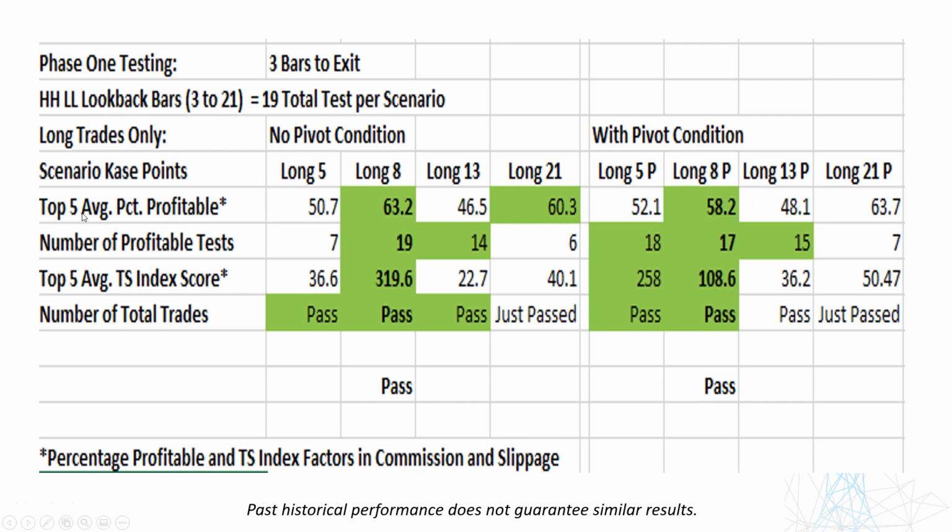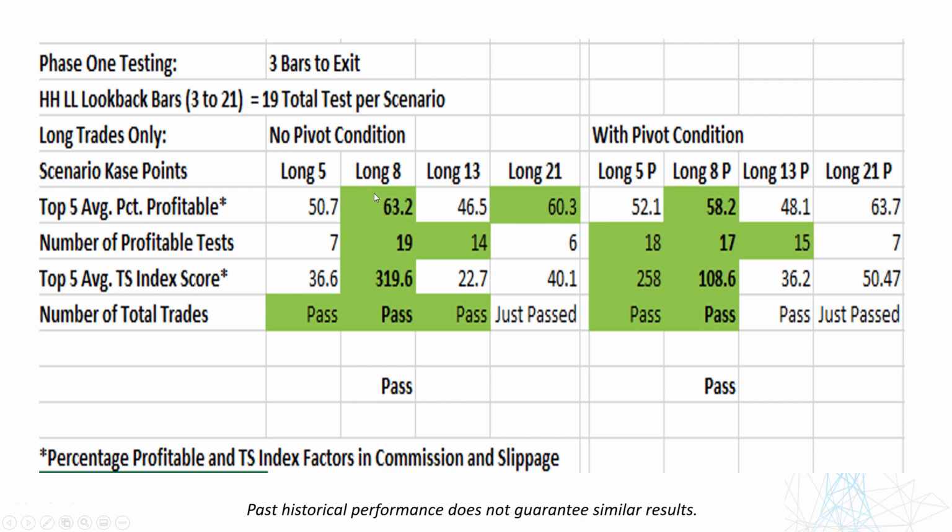The top 5% profitable results in those 19 scenarios are here. You can see when the Kase bar was a 5-point interval, the strategy was only right 50% of the time in the top 5% profitable results in the optimization report. Long 8 was 63, long 13 was 46, and long 21 was 60. So a little bit of inconsistency there.